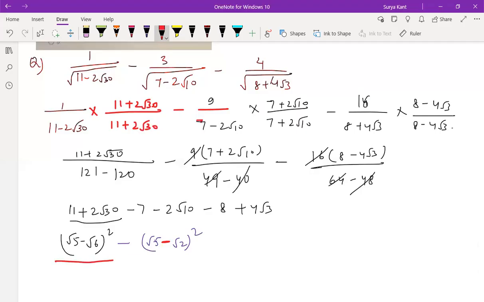But by the help of this one, what do we get? We can't do anything, right? This will not come. No, 2ab, if you do 2ab, the 2 root 10. Correct. And here, root 3.